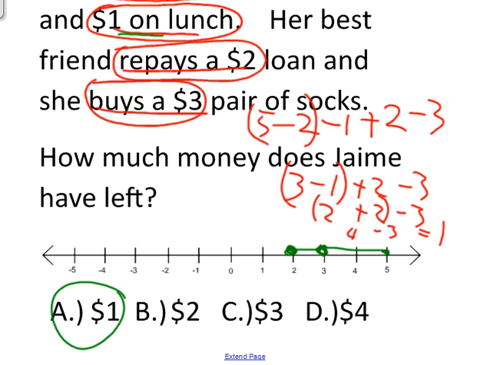At that point, her friend repays a $2 loan, so she gets positive 1, 2. She's back up to here. And then she buys a $3 pair of socks, so it's got to go down by 3. 1, 2, 3. She's got $1 worth of her allowance left, so it does check out.